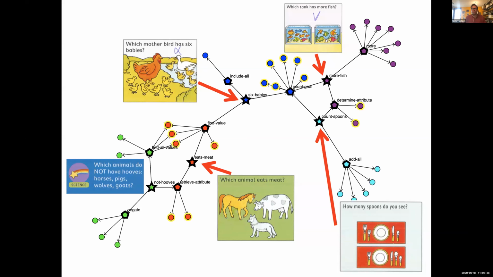But what we do is that we compose a number of skills that we already have. So if we have something like which mother bird has 6 babies, we need a skill that makes some sort of identification. It needs a skill that does some counting. And there are visual processes involved, and we combine those, and then we can answer that question.